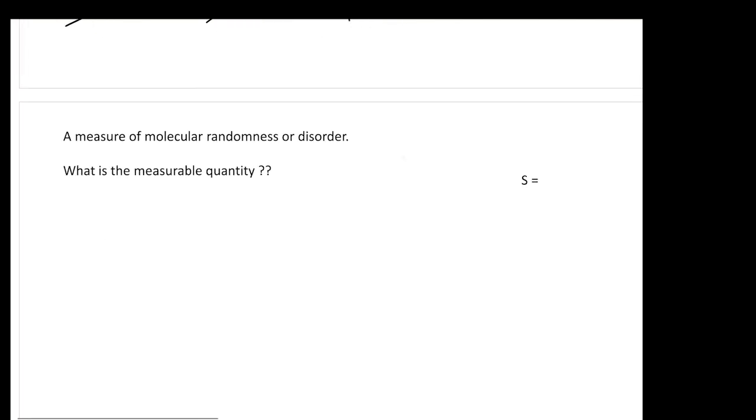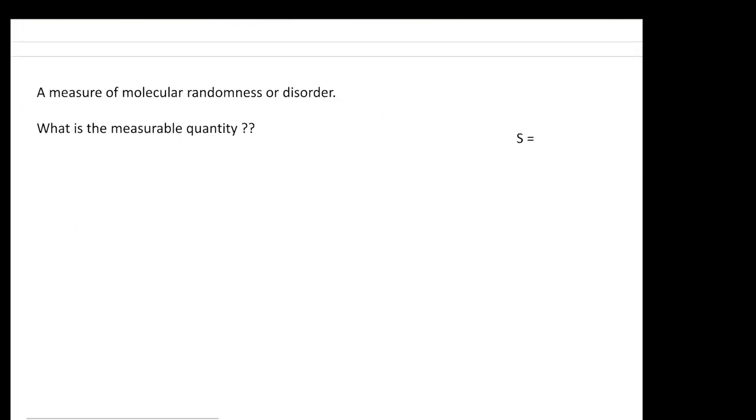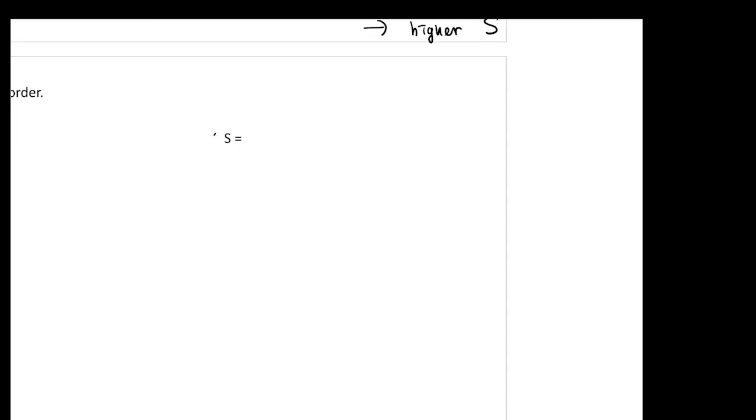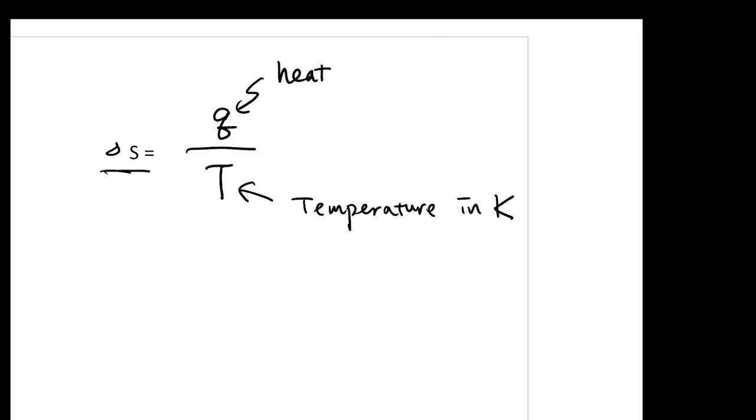So entropy is known as a measure of molecular randomness or disorder. The definition of entropy, typically we write as delta S equals Q over T, where Q is defined as heat and T is the temperature in Kelvin. For a system, every time we write delta S, it means the entropy in the final state minus the entropy in the initial state.